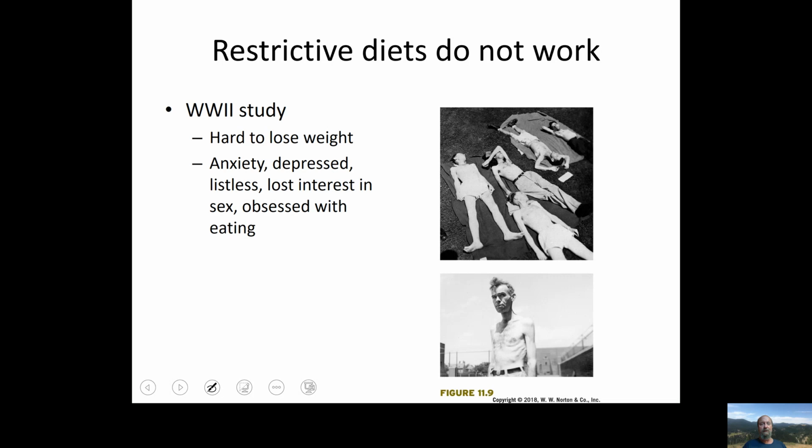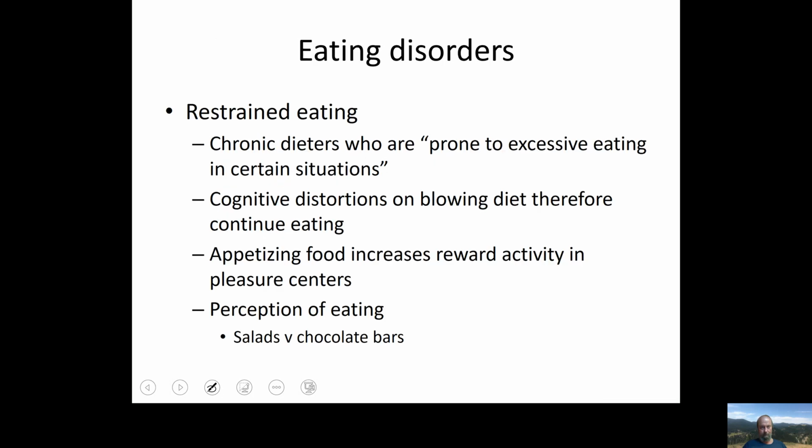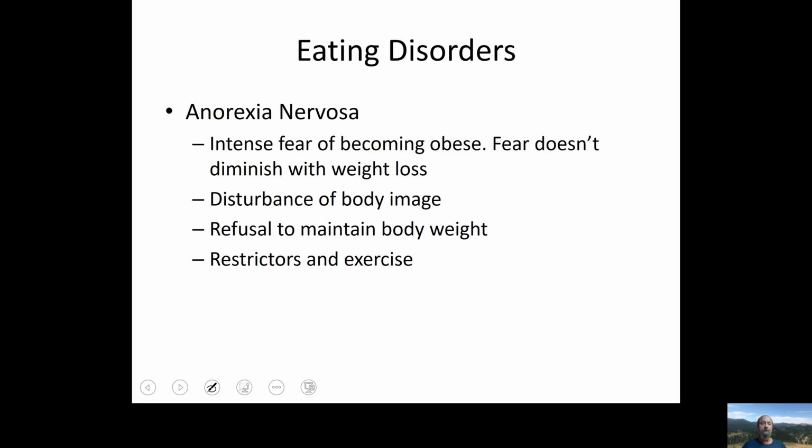So World War II study. It's hard to lose weight. People became very anxious. This is people in the concentration camps. They lost interest in sex, but they're obsessed with eating. They think about eating all the time, which makes sense given how thin they are. And eating disorders, restrained eating. Let's get to anorexia nervosa. Let's just do this one.